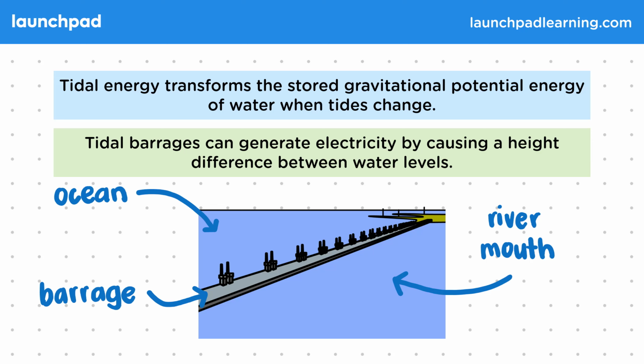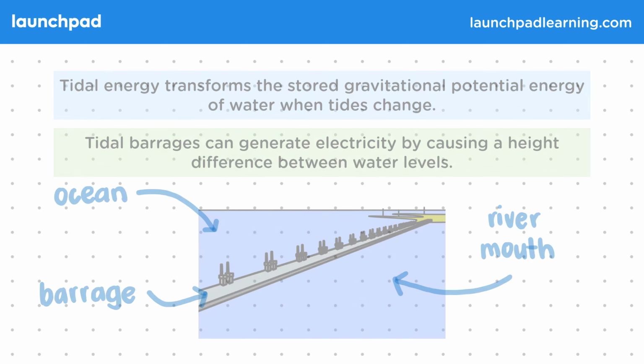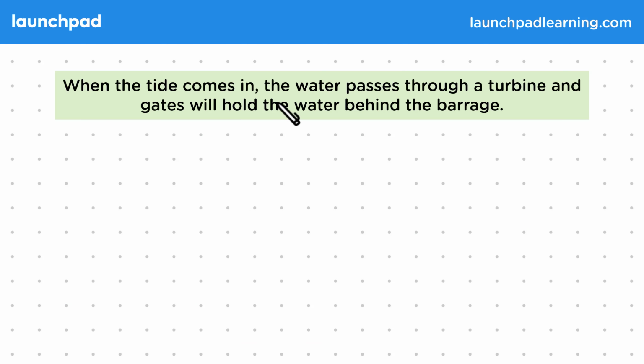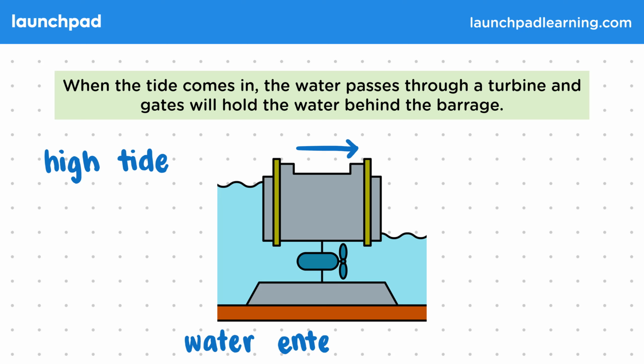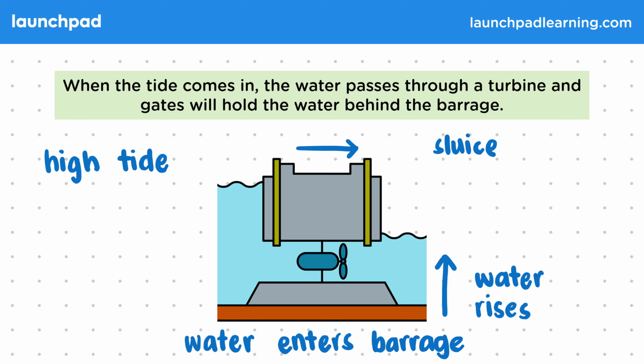So how does a tidal barrage generate electricity? When the tide comes in, the water passes through a turbine and gates will hold the water behind the barrage. So this is a diagram of a tidal barrage. At high tide, the water outside the barrage contains a high store of gravitational potential energy. The water then enters the barrage and the water can rise on the other side. Sluice gates are used to control when the water can pass through. So the gravitational potential energy store is now on the other side of the barrage.